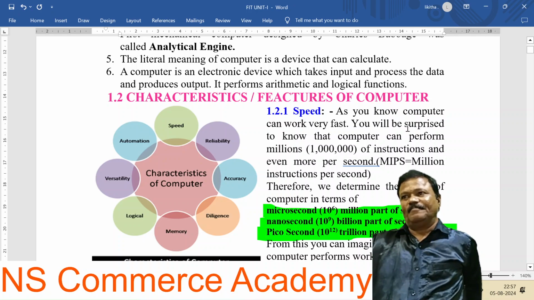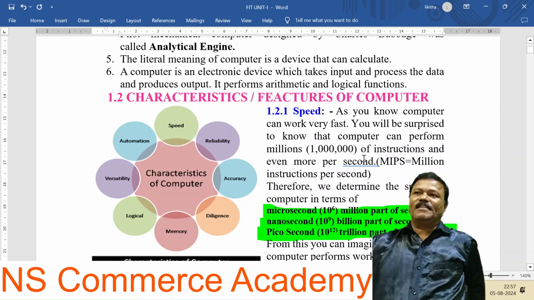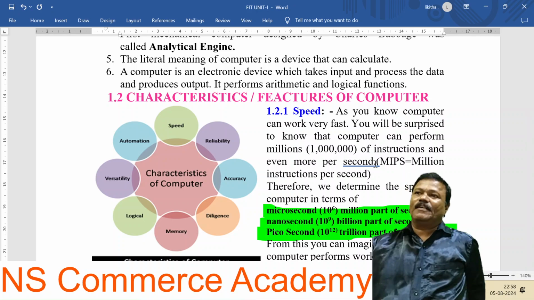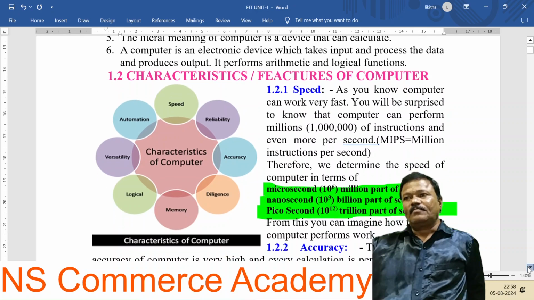First feature is speed. As you know, a computer can work very fast. You will be surprised to know that a computer can perform millions of instructions and even more per second. So the speed of the computer is measured in terms of MIPS, which means million instructions per second. Therefore, we determine the speed of a computer in terms of microsecond, which means a millionth part of a second, nanosecond, a billionth part of a second, picosecond, a trillionth part of a second.